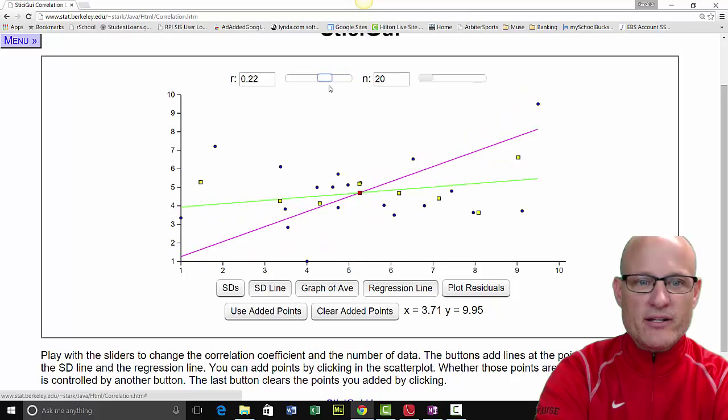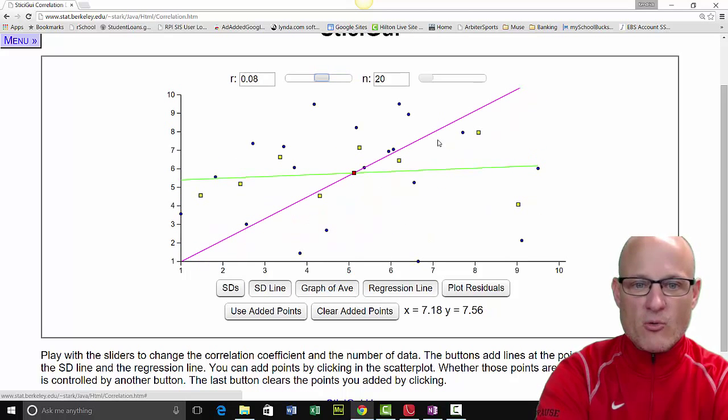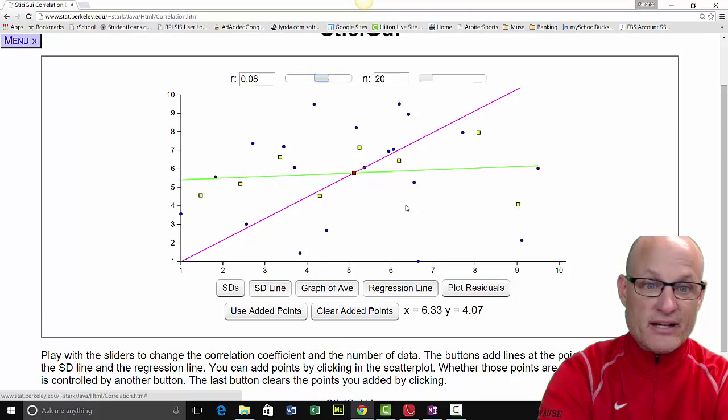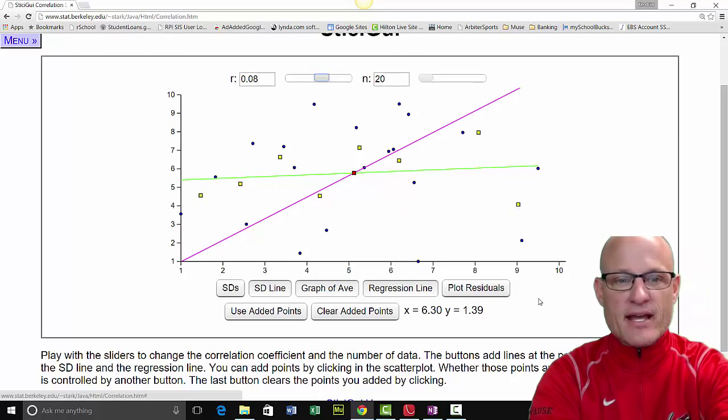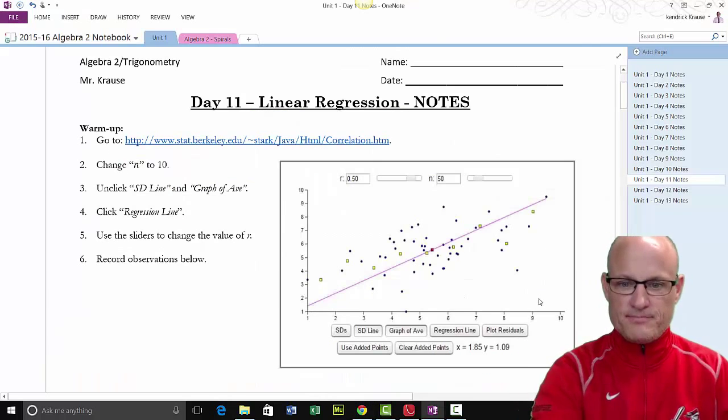And when you're down here at 0, look how far away the points are from the line of best fit. It's like you could put that line anywhere. I mean, I guess that's the line of best fit, but who's to say? At any rate, that's that. Let's talk.